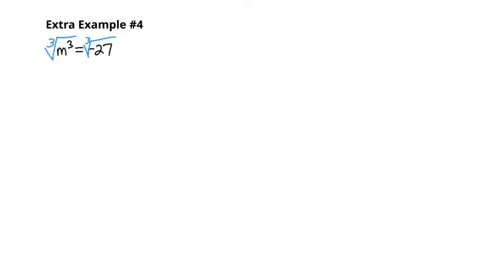So on the left side, ignore the right side right now, cube root of m cubed means, hey, what number is being multiplied by itself 3 times in m cubed? Well, we know that m cubed is equal to m times m times m. So what is being multiplied by itself 3 times in m cubed? It's m. So that's the answer to the left side. The cube root of m cubed is just m.